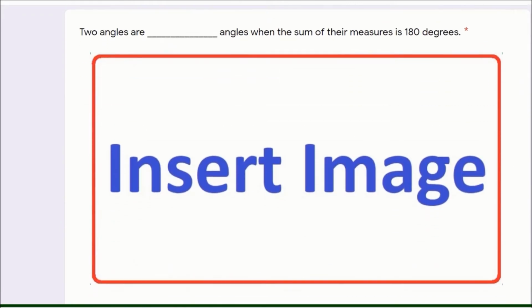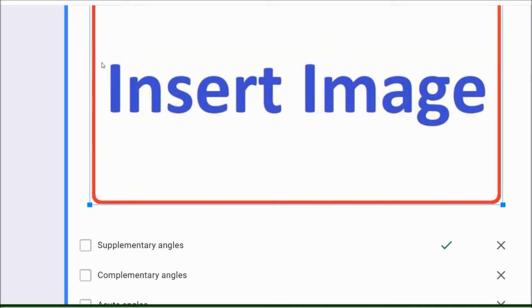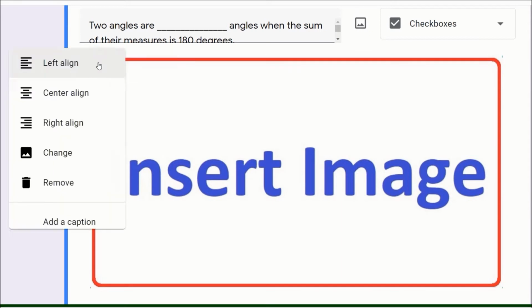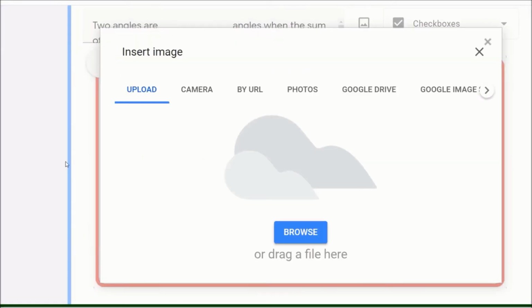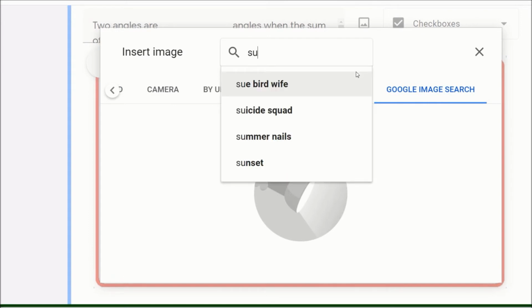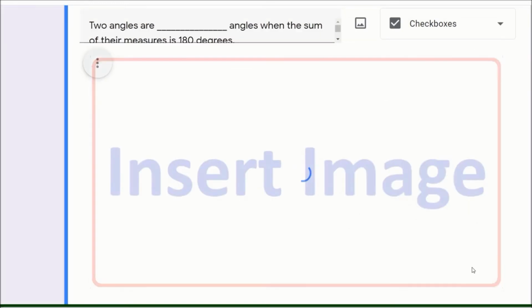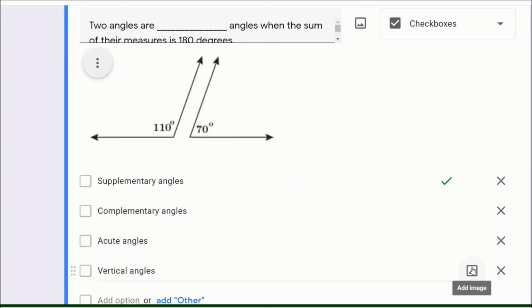As we scroll down, we're looking for two angles that are blank when the sum of their measure is 180 degrees. We see the answer here is supplementary angles. So we have the students go in and find an image for supplementary angles. Go to the Google search, type in supplementary angles, and we have two images actually. We're going to choose this one. That fits perfectly into our narrative.